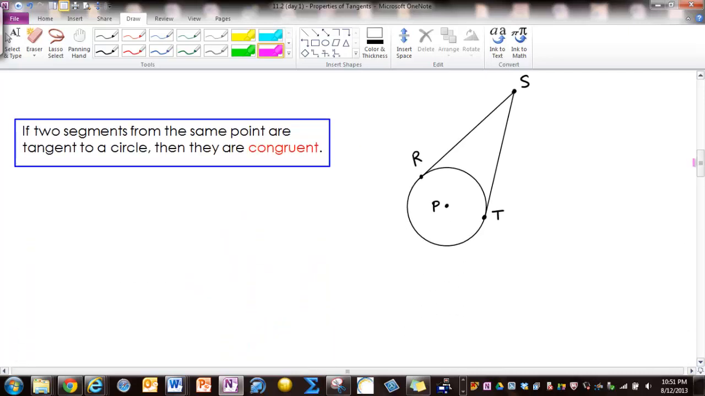Our next statement says, if two segments from the same point are tangent to a circle, then they are congruent. So what this says is if segment RS and segment TS are both tangent to the circle from the same point S, then they have to be congruent. So we will mark those congruent.